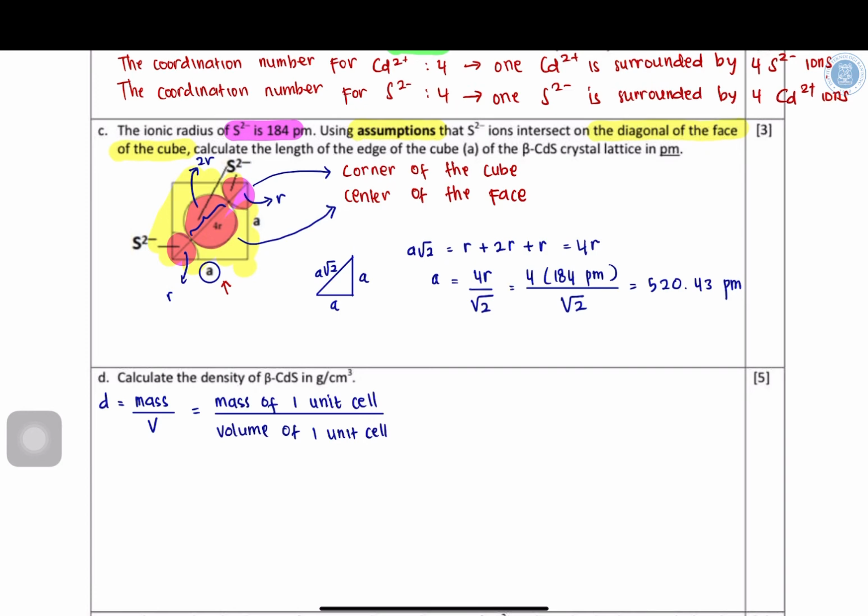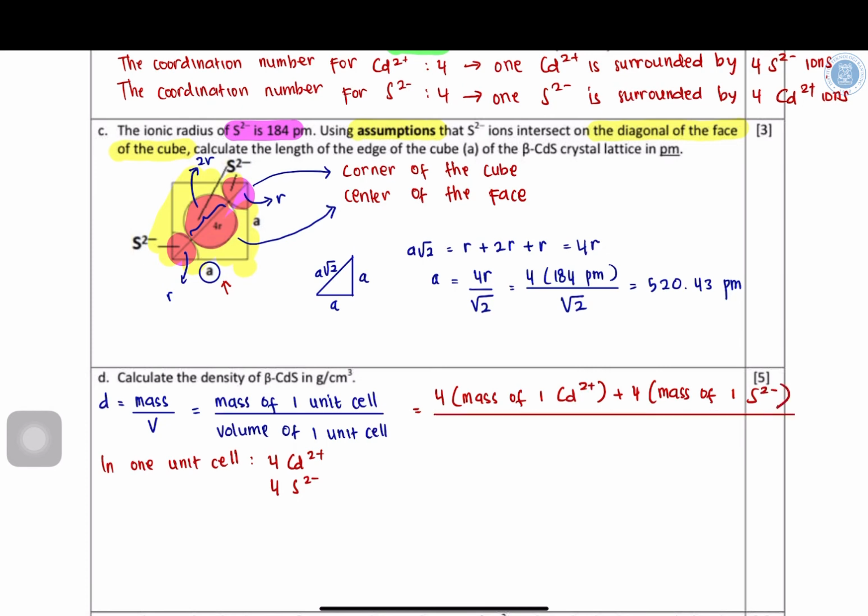Now we know that in 1 unit cell there are 4 Cd2+ and 4 S2-. So the mass of 1 unit cell should be 4 multiplied by the mass of 1 Cd2+ ion plus 4 multiplied by the mass of 1 S2- ion, and then divided by the volume, because this is the volume of the cube, and if we know the length of the edge of the cube, then the volume should be a to the power of 3. Now, how do we calculate the mass of 1 Cd2+?